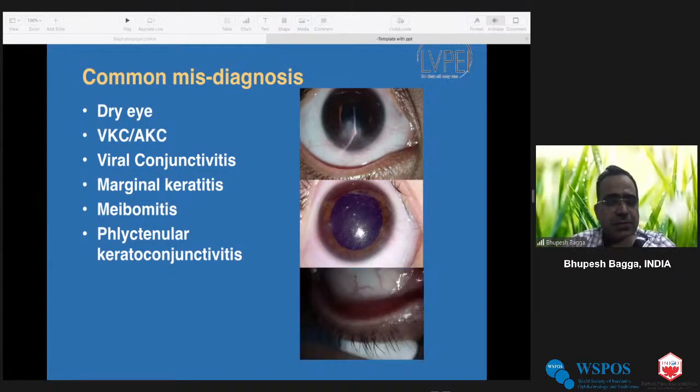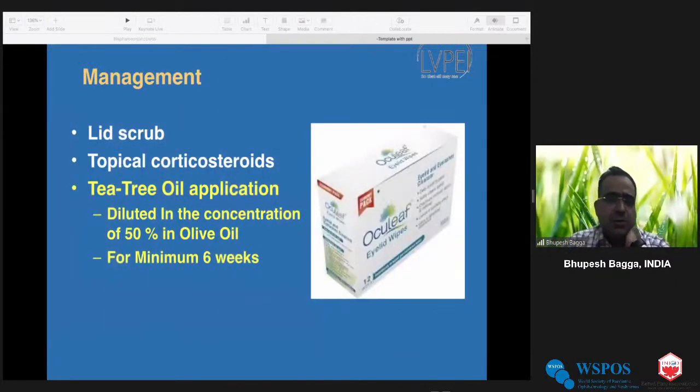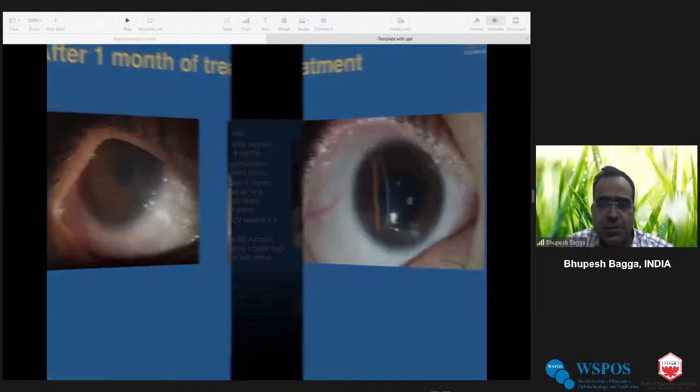These are a few differentials or misdiagnoses. Many times these babies have had, for years, dry eye, VKC or EKC or viral conjunctivitis, before they come to this conclusion. It is very simple to rule out: one drop of glycerin with a mount and you can see it. For treatment, tea tree oil diluted to 50% concentration in olive or coconut oil, or ocular wipes, can be used for 6 weeks. You can see the treatment effect after 1 month of treatment. The same baby actually started having resolution.